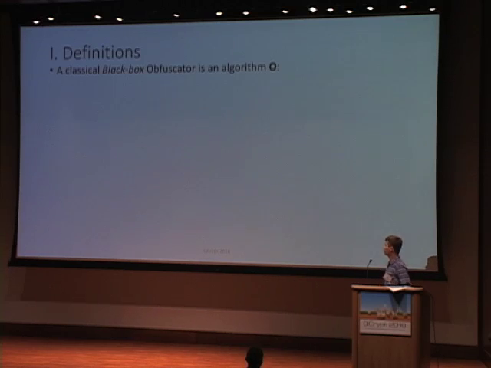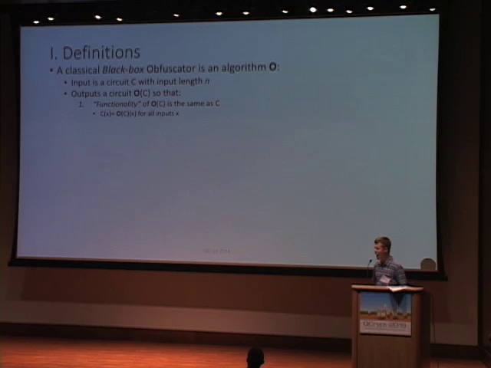Okay, so some definitions. Let's talk about the classical case. A classical black box obfuscator is an algorithm O that takes as input some form of computation. In this talk, I'm going to assume it's a circuit, C. It's going to output a circuit O of C with three properties. First, the functionality of O of C should be the same as the functionality of C. This is easy to demand classically. You just say that the same inputs x map to the same outputs. So for all inputs x, C of x should equal O of C of x.